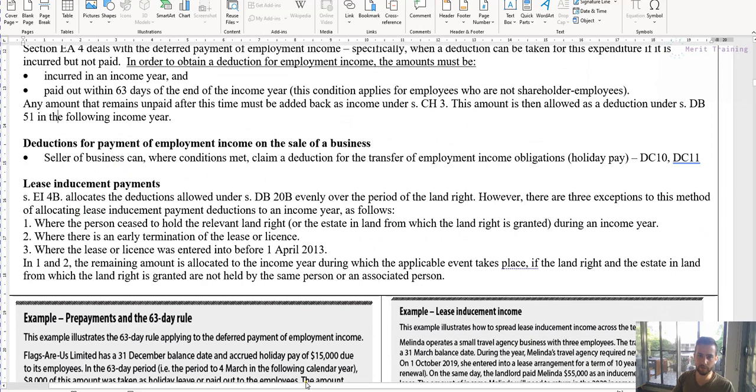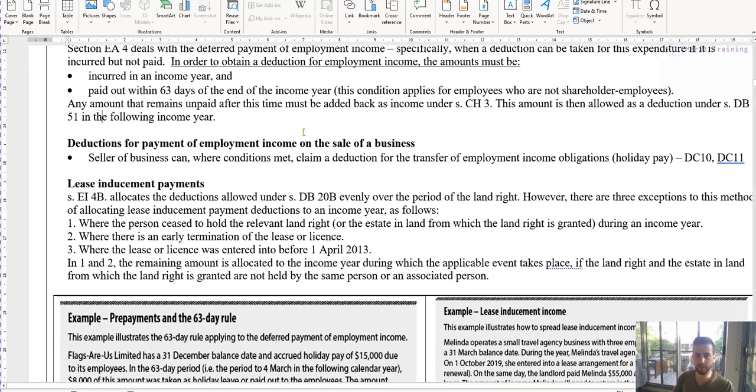So next is deductions for payments of employee income on sale of a business. This is any employee income obligations like annual leave, for example, holiday pay. The seller of the business can claim a deduction for that, because normally you get a deduction when holiday pay is paid, not accrued. This is to make sure that the seller of the business who's accrued all that leave for his employees in his P&L and has had that expense throughout all the years isn't left out of pocket. He should get the deduction for it effectively. So that's what that is saying. As soon as he sells the business, he claims a deduction for the transfer of the employment obligations.